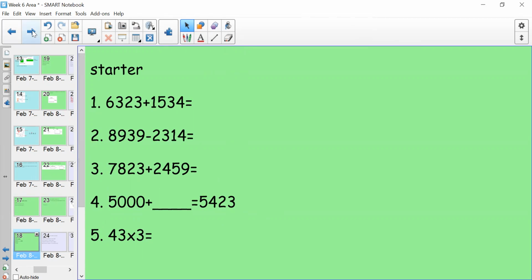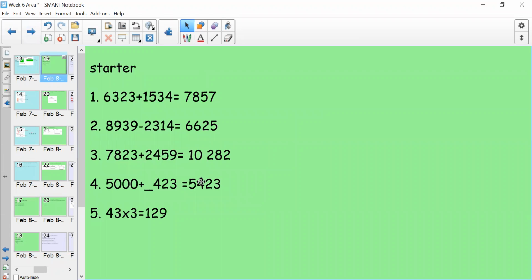Okay, so these are your answers. Really important that you did column addition or subtraction, because those would not have been able to be done mentally. And then this one at the end, hopefully you remember how to do column multiplication. So if you got any of those wrong, make sure that you go and do it again to see where you went wrong.